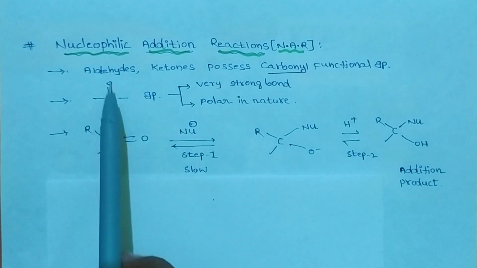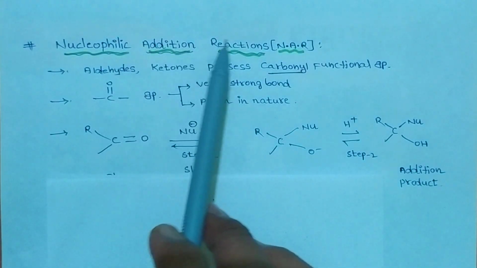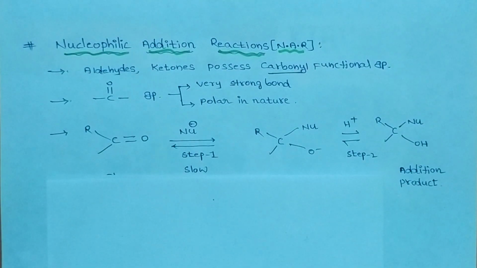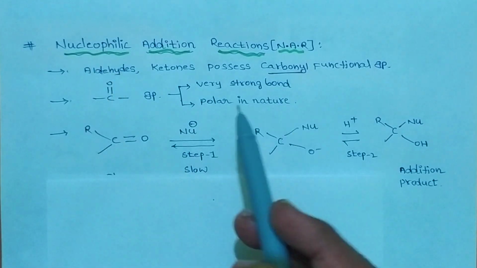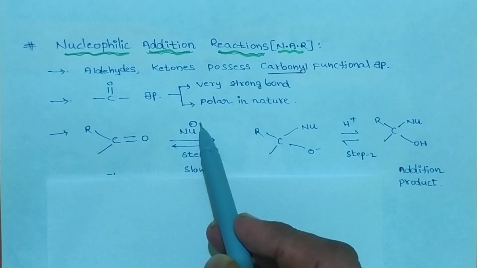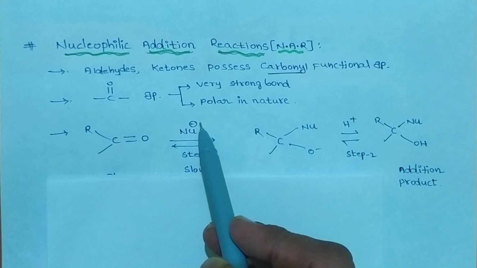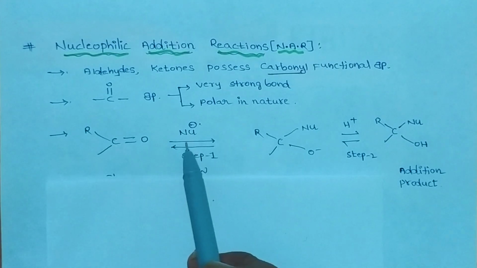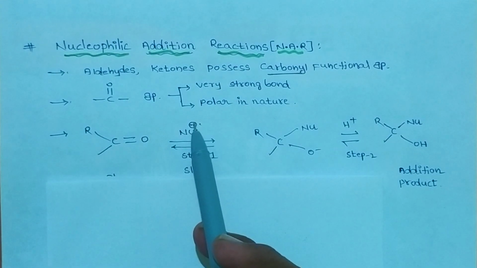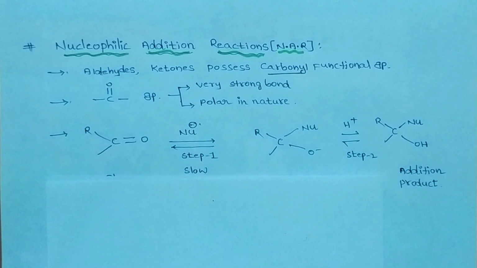Because of this CO group, the aldehydes or ketones undergo nucleophilic addition reactions. First, what is meant by nucleophile? Nucleophiles are electron rich centers. They are electron donors. Where electron deficiency is there, these nucleophiles give the electrons to the deficient centers and undergo nucleophilic addition reactions.